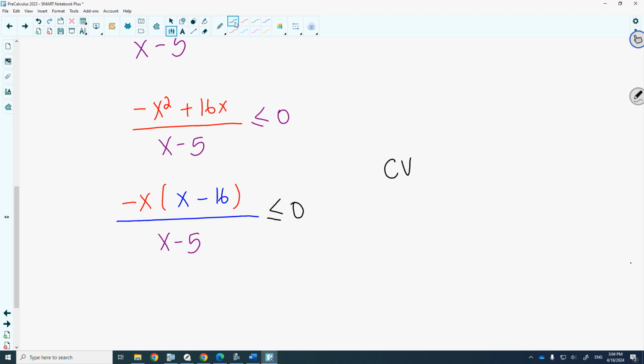Okay, what are our critical values? Critical values come from the factors in my numerator when you set them equal to 0 and solve, and the factors in the denominator, but this is a non-permissible. So this critical value, I hope you can see, would be 16. This critical value is 0. Okay, so this critical value is giving us a factor of 0. This critical value is 5. But 5, I'm starring it because that's my non-permissible value.